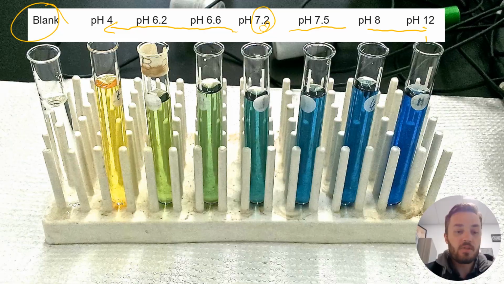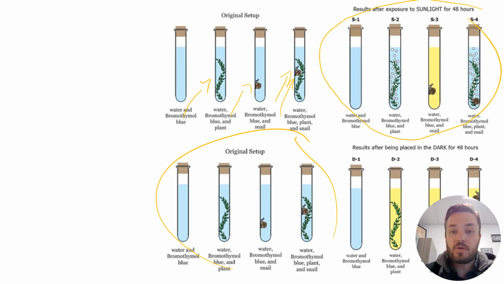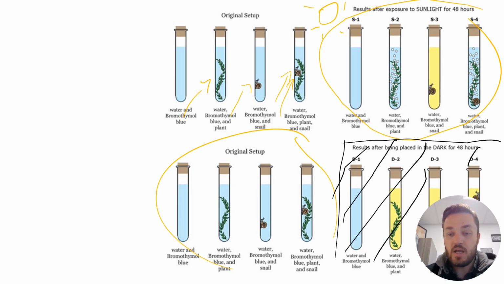Okay, so if we look at the setup here, right here we have a plant, right here we have a snail, and right here we have both a plant and a snail. Same setup underneath in this area right here. Same exact setup. So in this one, it's exposed to sunlight. That's a great sun. In this one, it is not. It is not exposed to any kind of sunlight at all. Okay, so let's look at those results. Let's look at what happens.